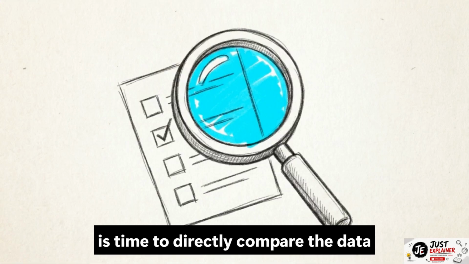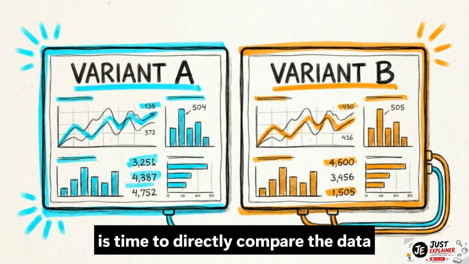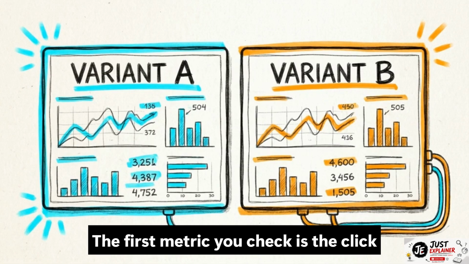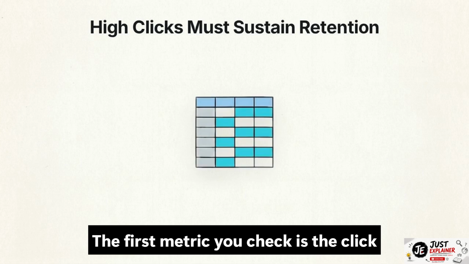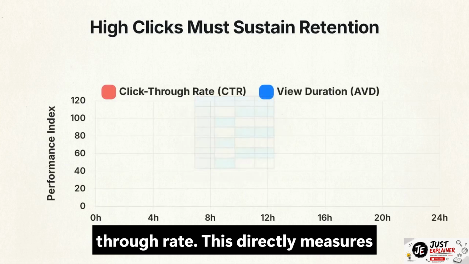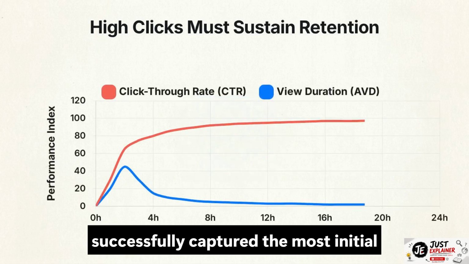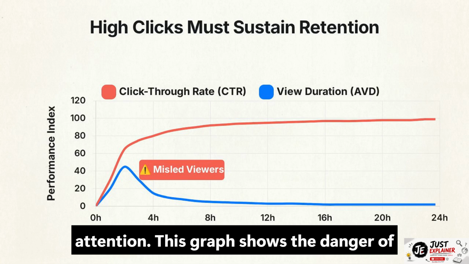Step 4 is the evaluation phase. The test has run its course, and it is time to directly compare the data between the control and the challenger. The first metric you check is the click-through rate. This directly measures which visual and text package successfully captured the most initial attention.